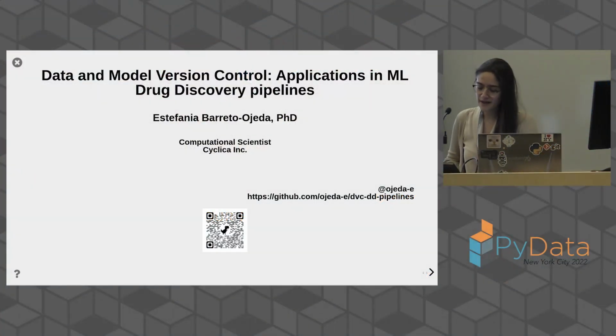And I will start by introducing myself. I'm Estefania Barreto-Ojeda. I'm a computational scientist at Cyclica. Cyclica is a startup based in Toronto. I happily work remotely from Calgary.